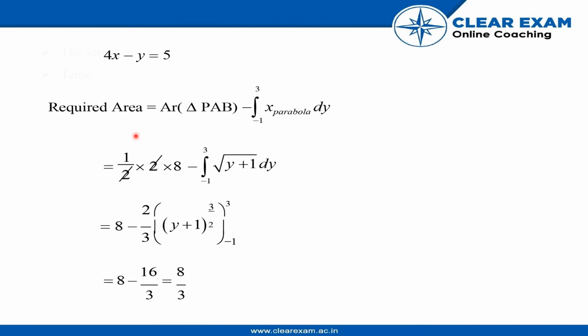For solving this, it is 1/2 × 2 × 4, which is base and height, minus ∫ √(y + 1) dy, with limits −1 to 3. That is 8 − (2/3)(y + 1)^(3/2), with limits −1 to 3, which equals 8 − 16/3, which equals 8/3. So this is the answer.